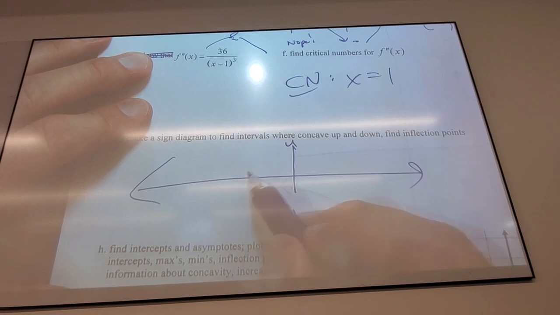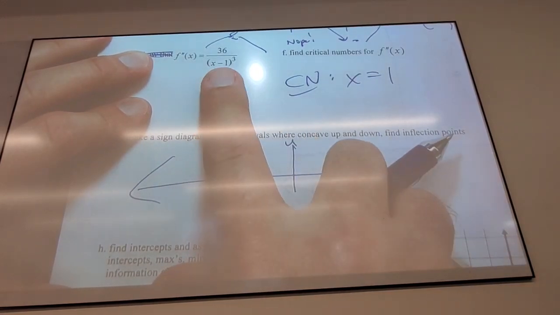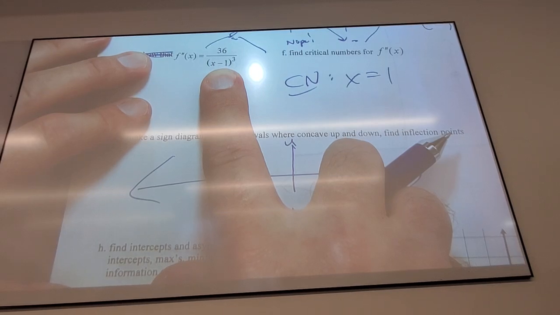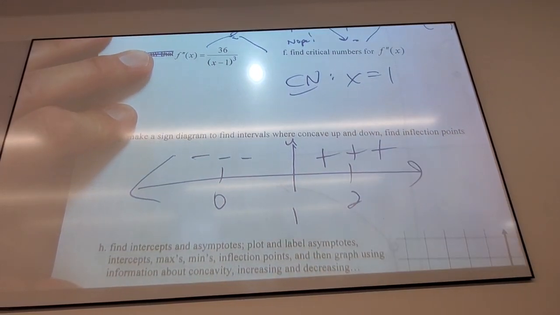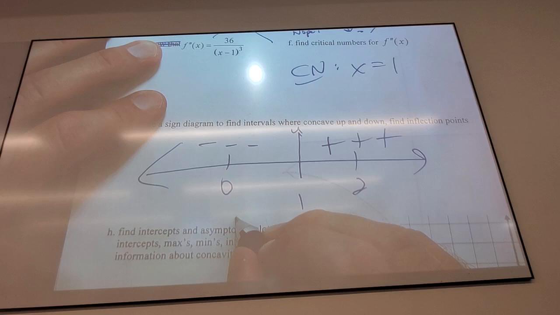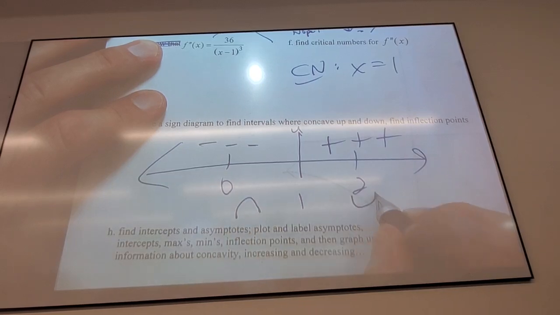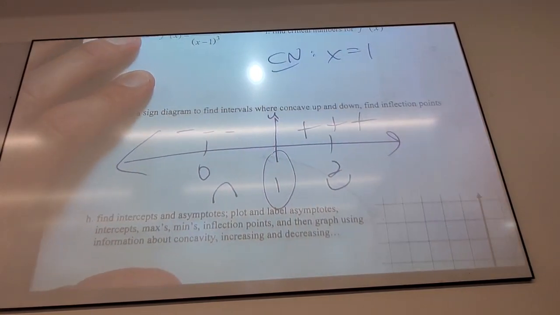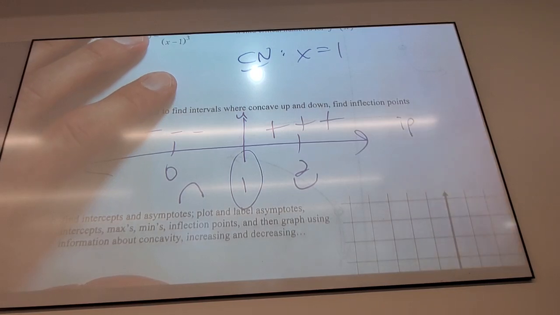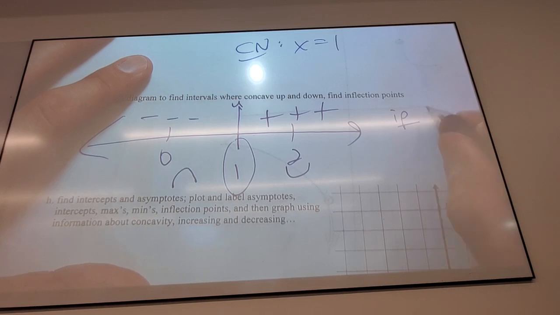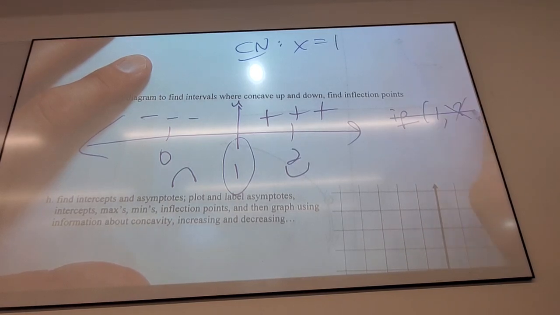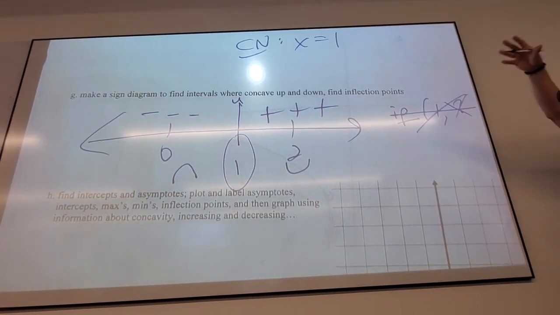If I plug in 0, what's the sign on this? Negative. And if I plug in a 2, the sign is positive. So that means it's concave down, and concave up. So what's true about 1 then? That it has to be an inflection point. Yeah, which is weird. It's not really a point, because if I try to plug 1 in, I get nothing out. But it is officially kind of like where concavity changes.